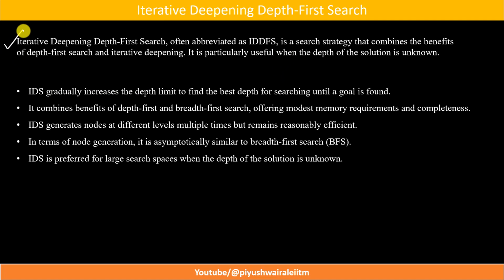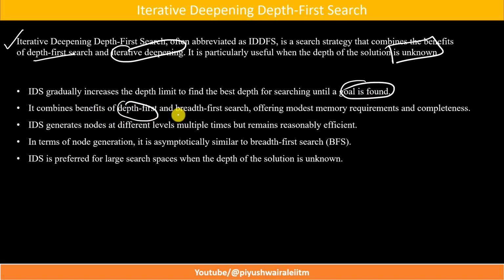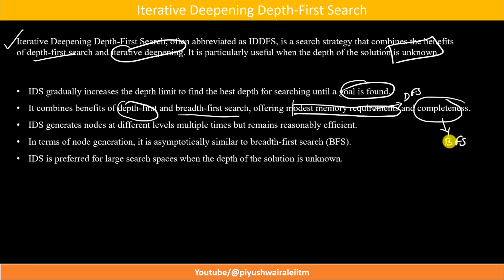Now some theoretical part: IDDFS is a search strategy that combines the benefits of DFS and iterative deepening. It is particularly useful when the depth of a solution is unknown. IDS gradually increases the depth limit to find the best depth for searching until a goal is found. It combines the benefits of depth first search with breadth first search, offering modest memory requirement and completeness. The modest memory requirement comes from DFS and completeness comes from BFS, so we get the benefits of both.